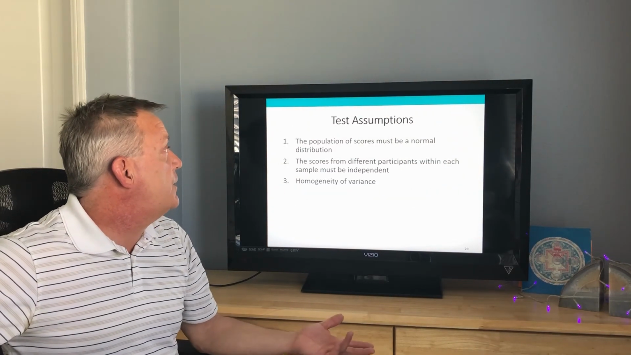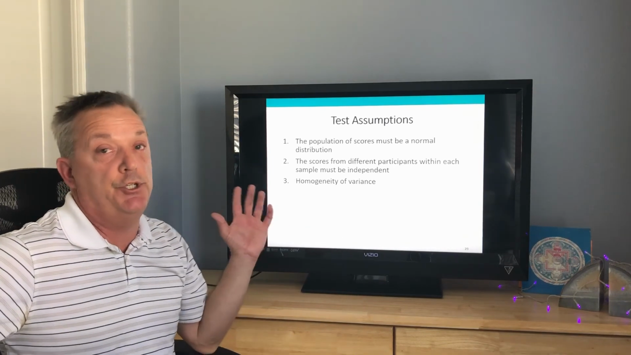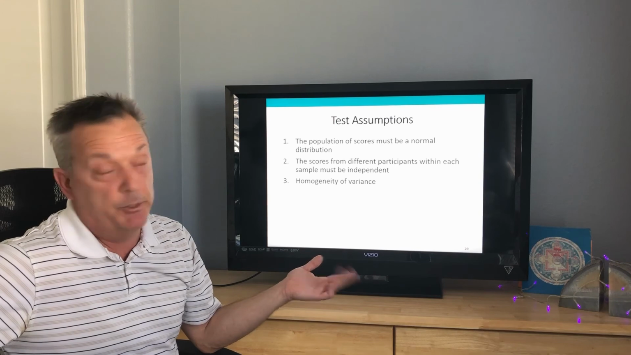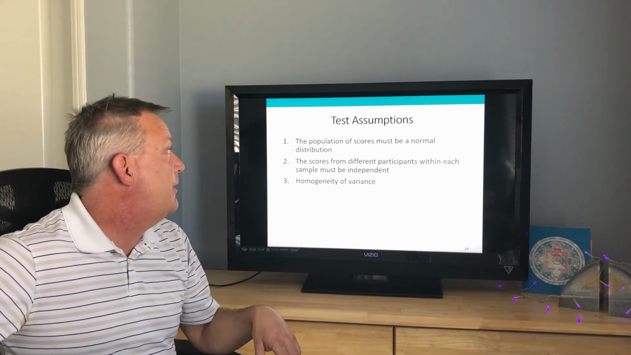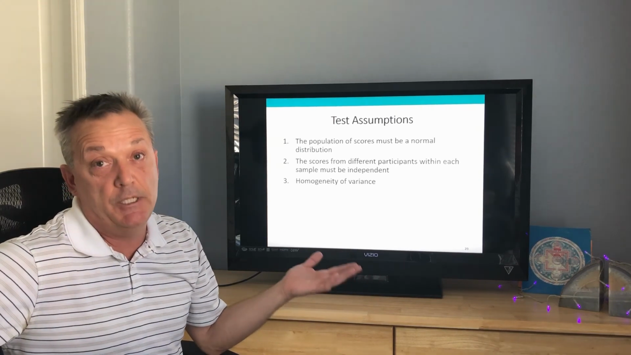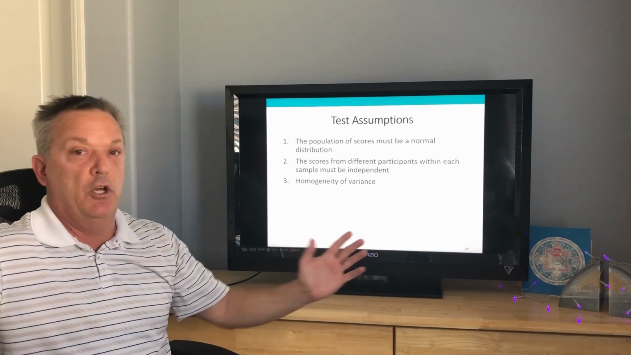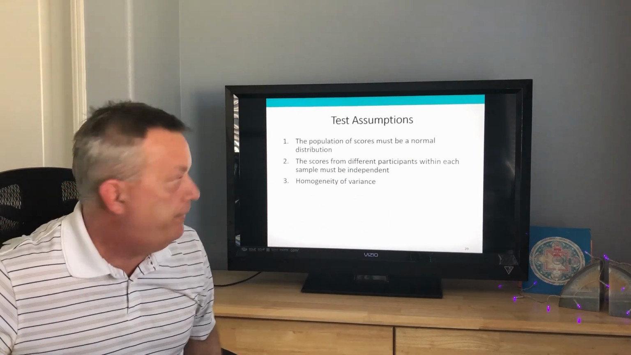And remember the test assumptions, similar to the independent samples t-test. Population of scores must be a normal distribution. The scores from different participants within each sample must be independent, and you also must pay heed to the homogeneity of variance. And that is the rest of the chapter on Anova. Hopefully it was helpful.